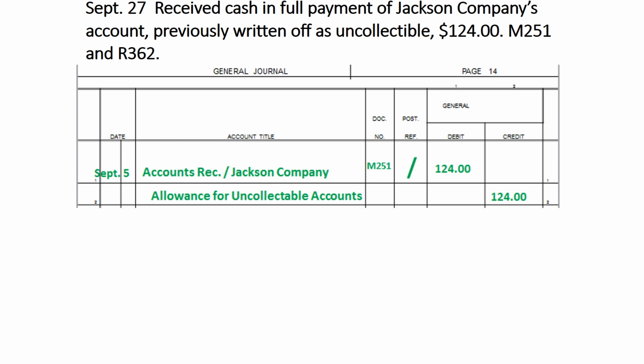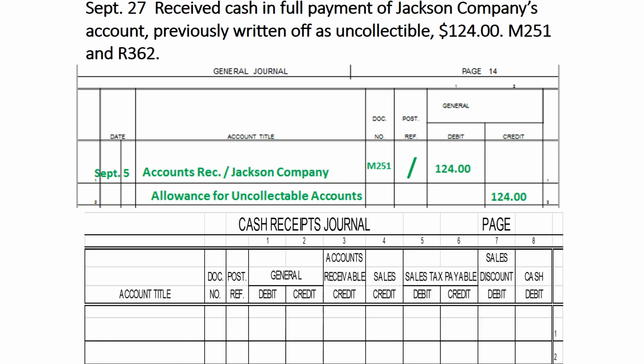So now I received cash. So now if I receive cash, that means I have to use my cash receipts journal. So I'll put my date of the 27th. My graphic didn't work too well. I'm going to put my account title, which is Jackson Company, and it's R362 if you look up there. They paid me $124 and I received cash for $124. So now they paid me.